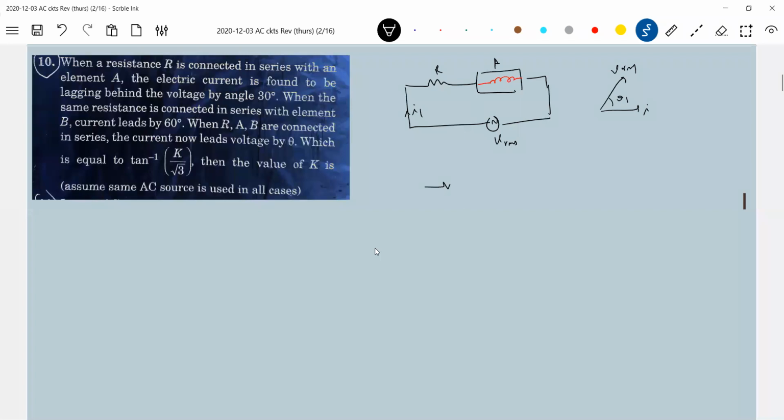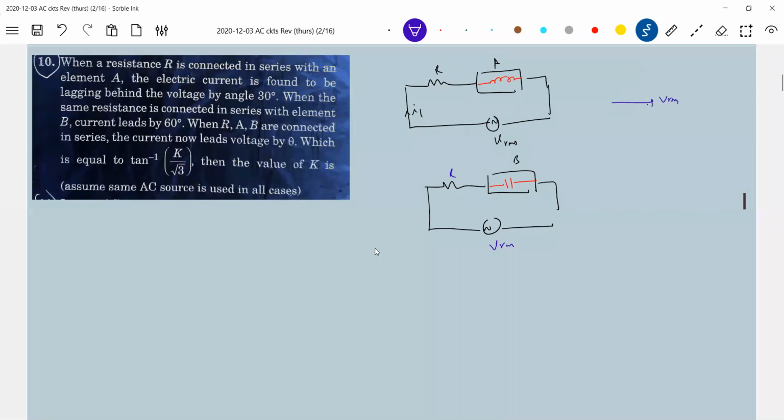Then again, in the next situation, a resistance is connected across element B, and the current leads by an angle of 60 degrees. So this should be the lead circuit, so a capacitor has to be brought. Let me take the reference diagram: VRMS, this will be I1. Next, this is VRMS, so the current here is I2.